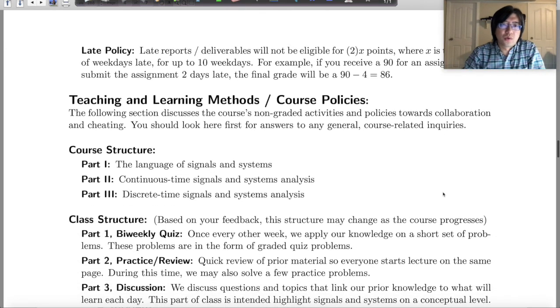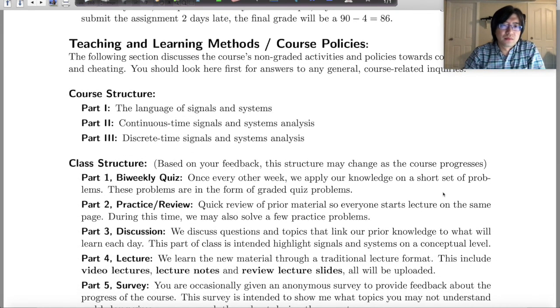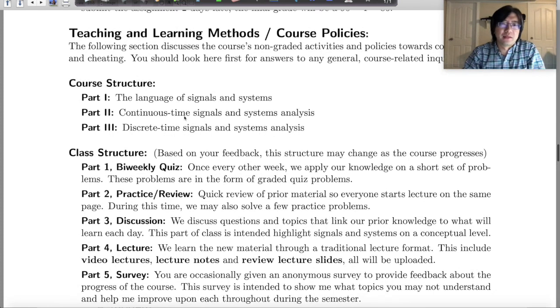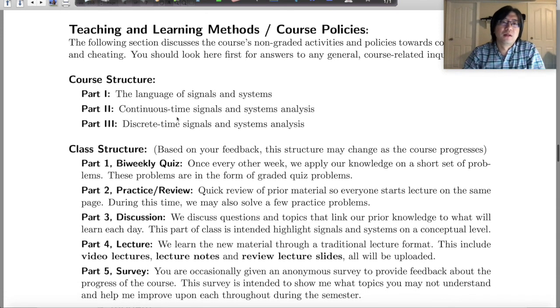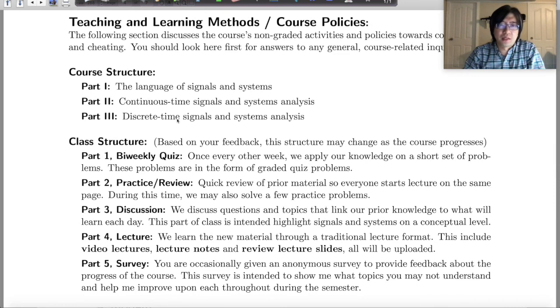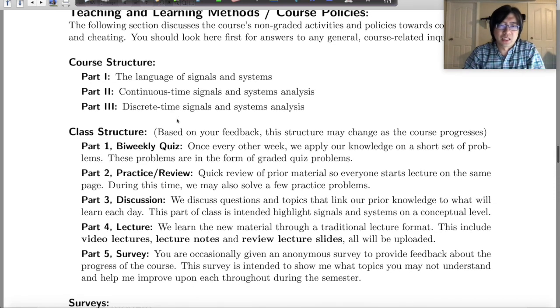Next is the course structure, as we said. We have three parts of the class. The first part is the language of signals and systems. The second part is continuous time signals and systems analysis. And the third part is discrete time signals and systems analysis.